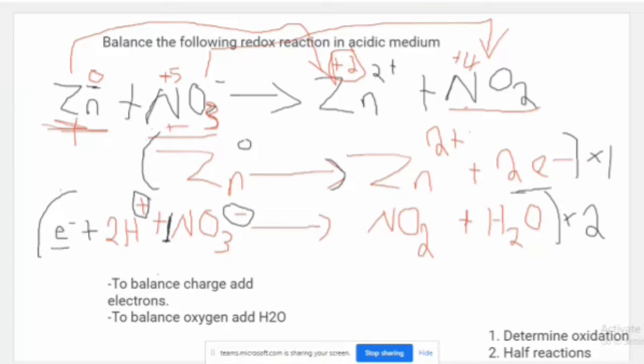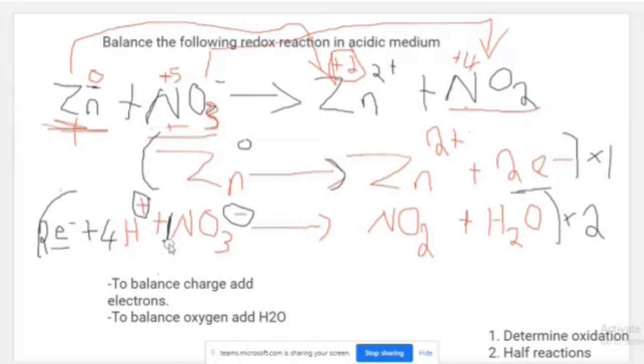So let's multiply this half equation. If we multiply this half equation by 1, nothing is going to change, because what we have here is 1. Now 2 times 1, what are we going to get? It's going to be 2 electrons, right? 2 times 1 is 2. Then 2 times 2 here is 4.